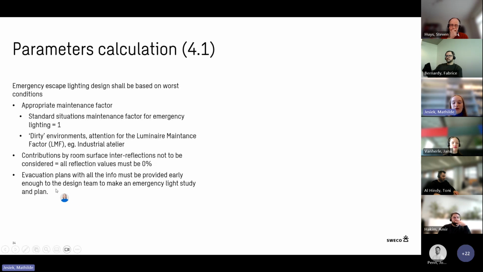And also for us, it will become more important that before we start the design of an emergency lighting installation, we get input from the design team. So really ask your PLs to provide you this information so you can make a good emergency lighting plan or study.